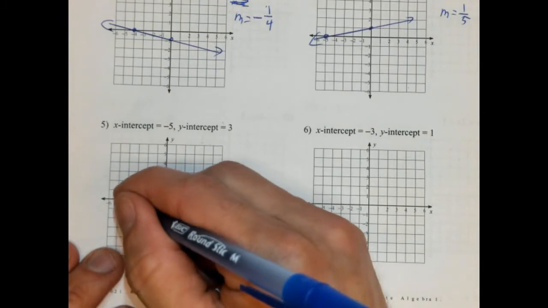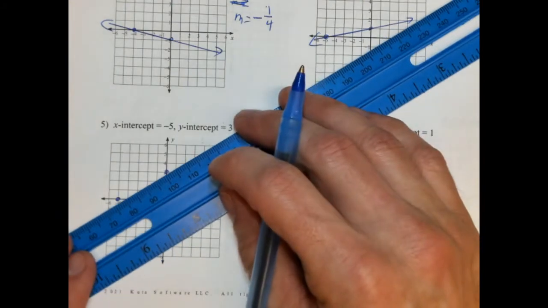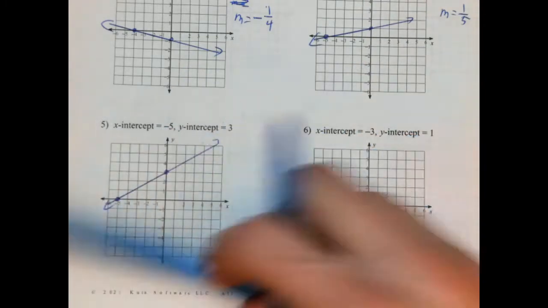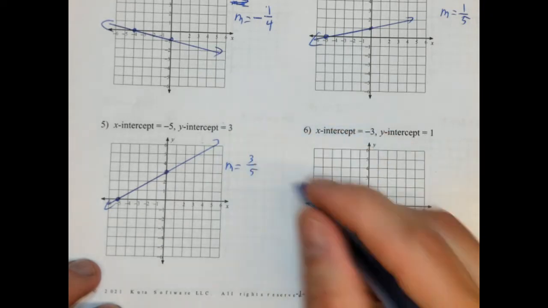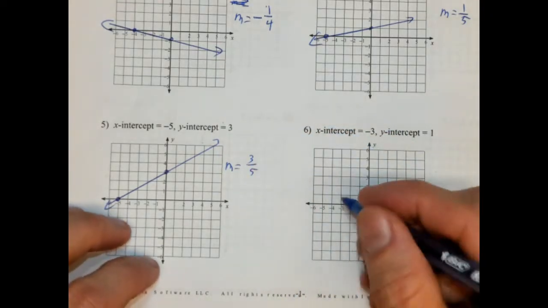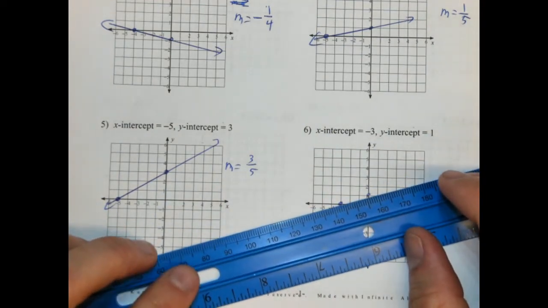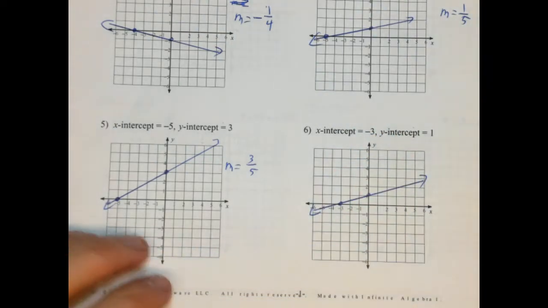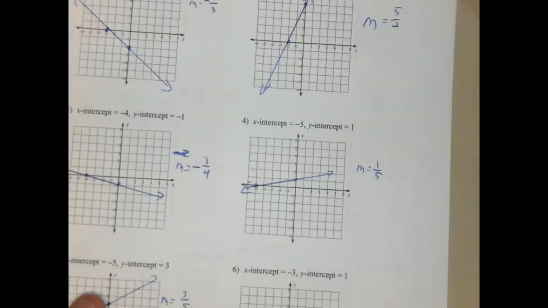X-intercept is -5, so it's right here. The y-intercept is 3, so again, this is a positive rate of change. There we go. Okay, that would be a rate of change of 3/5, positive. And then this last one, the x-intercept is -3. The y-intercept is 1. That's also another positive rate of change. That'd be 1/3 it looks like. Okay, let me zoom out so you can see all that. Alright, sweet. Let's check out this next page.